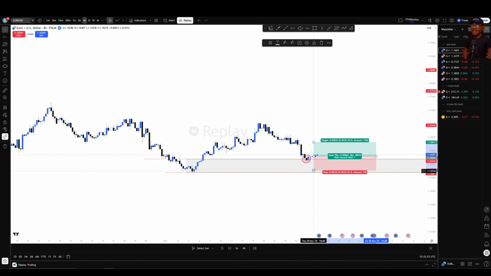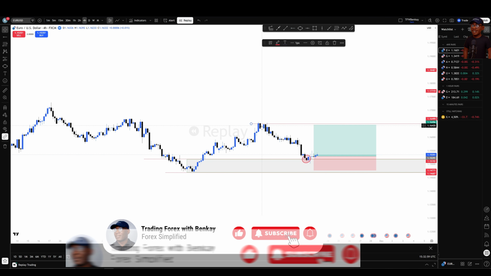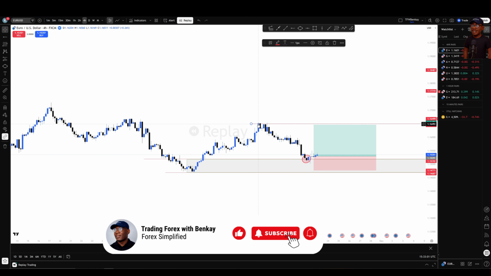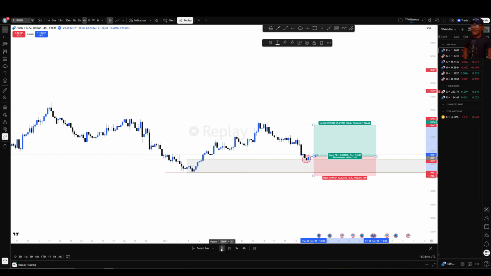We target this very point. Okay, this very point right here. That will be our take profit. And for our stop loss, we target just below this region. Okay, it should be 50 to 70, as I told you earlier on. So let's allow the trade to play out and let's see what happens.